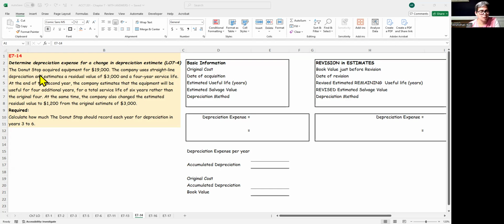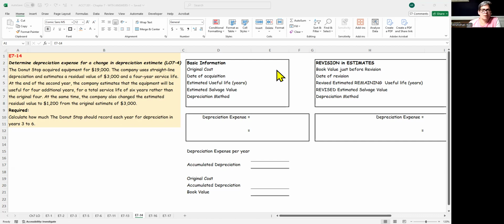We have a donor shop that acquired equipment for $19,000. They use the straight line method and estimate that the residual value is going to be $3,000 after a 4-year service life. And they tell us that at the end of the second year, so they've finished depreciation for the first 2 years, the company estimates that the equipment will have a useful life of 4 additional years for a total service life of 6 years rather than the original 4. At the same time, they changed the residual value to $1,200 from the original $3,000.